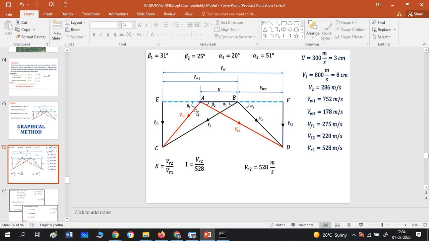What are the angles? From the graph I am getting 31 degrees as beta 1, and beta 2 as 25 degrees. Once you complete the left hand side triangle, on the right hand side, the outlet velocity triangle, we are left with B and D points. So once you join this BD line, I will get alpha 2 and V2. So this completes the velocity triangle by the graphical method. After this, our question is to find the power developed.